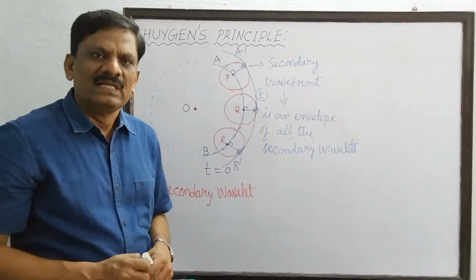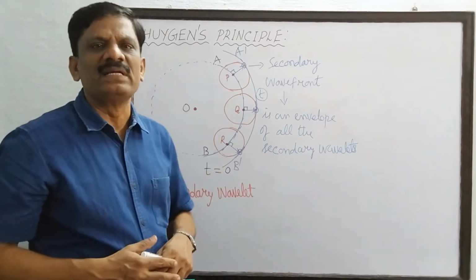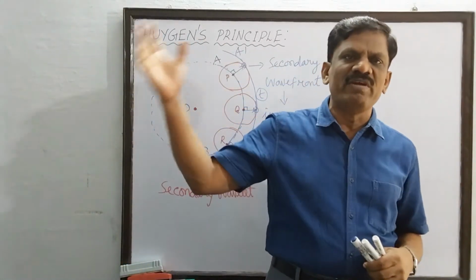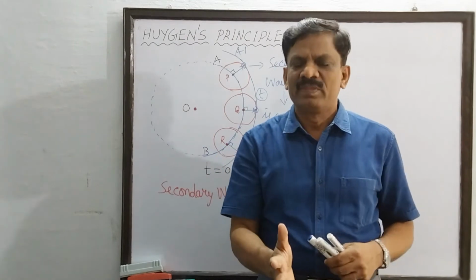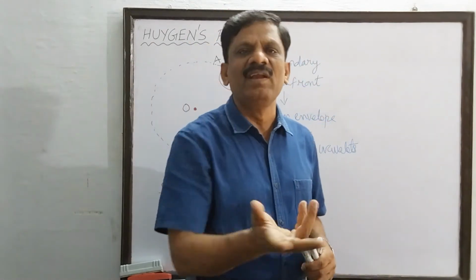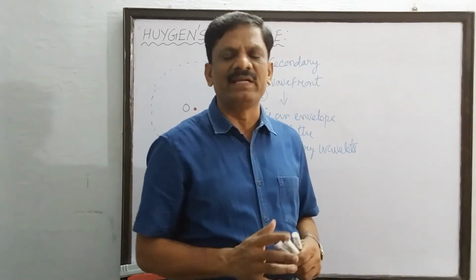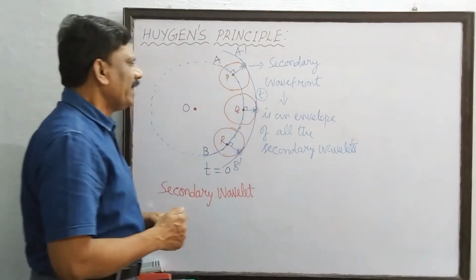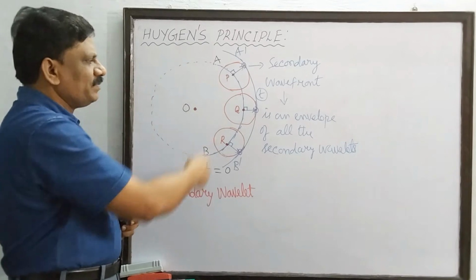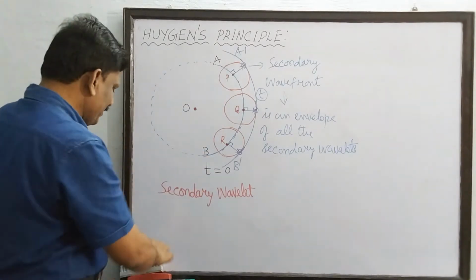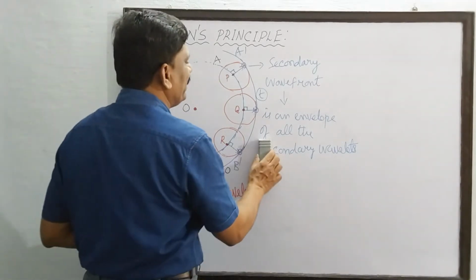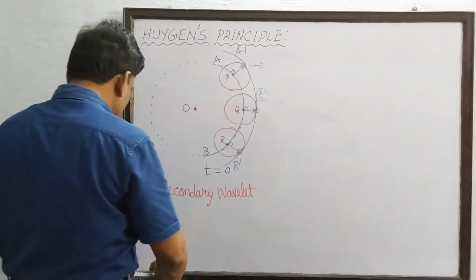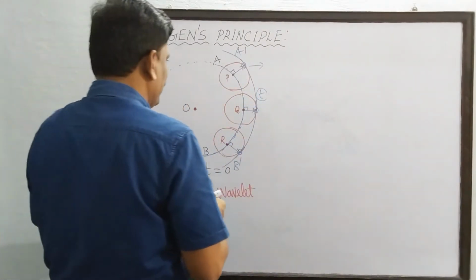Okay students, now what is the use of Huygens principle? We can locate the position of the new wavefront after a time t. After a time t, where the secondary wavefront will be can be located by using the Huygens principle. So for that I have considered first a spherical wavefront. Now the same I am going to explain in terms of a plane wavefront.